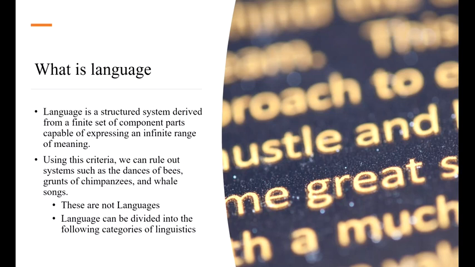Language is different from other forms of communication that we observe in the natural world, such as the dances that bees do to show where the honey in the flowers is, or when chimpanzees grunt at each other and say, "Look out, there's a leopard over there." Those systems of communication cannot be broken down into component parts that are capable of expressing an infinite range of meaning. So, we can say, for example, that bee dances and the grunts of chimpanzees and whale songs are not language.